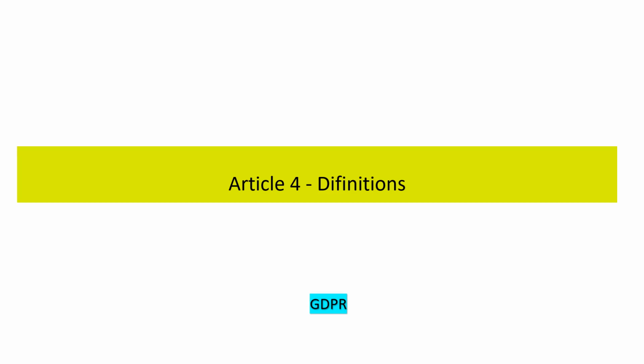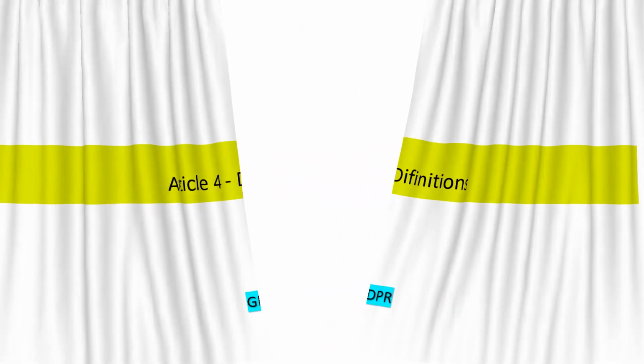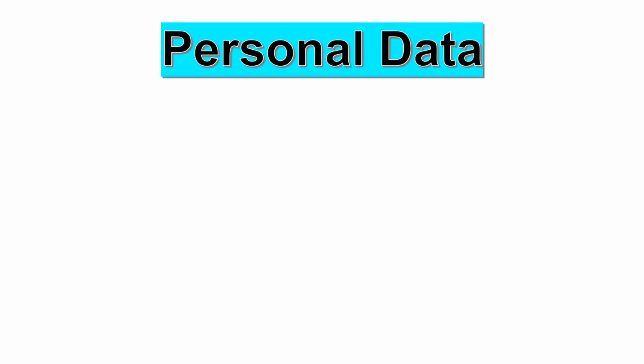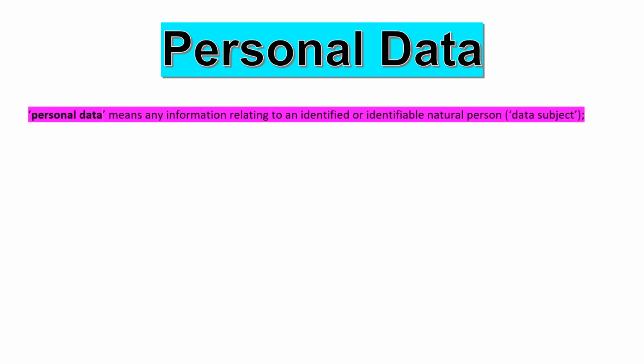In this lecture, we will discuss some of the important definitions as prescribed in GDPR. Let us understand the definition of personal data as per GDPR. Personal data means any information relating to an identified or identifiable natural person, that is, the data subject.